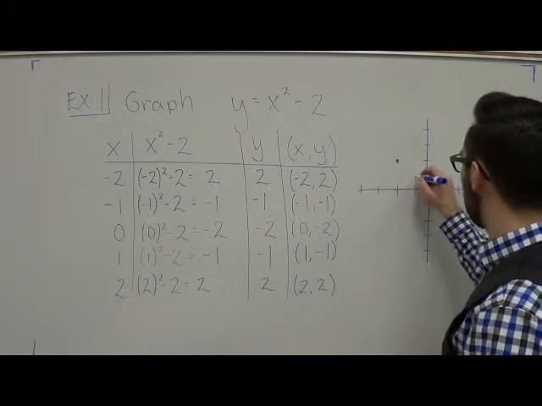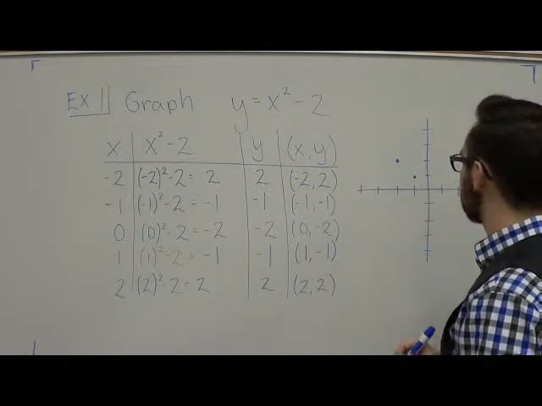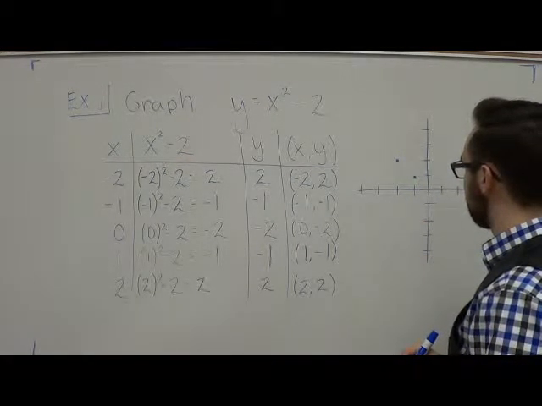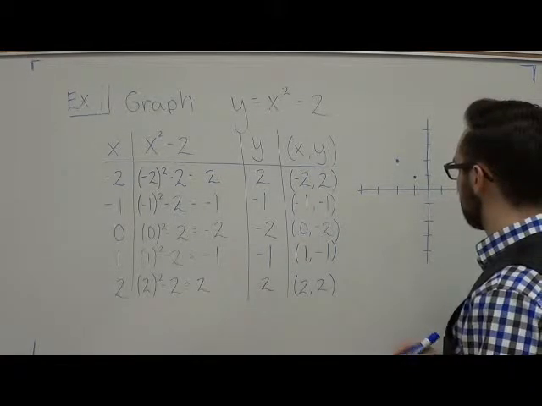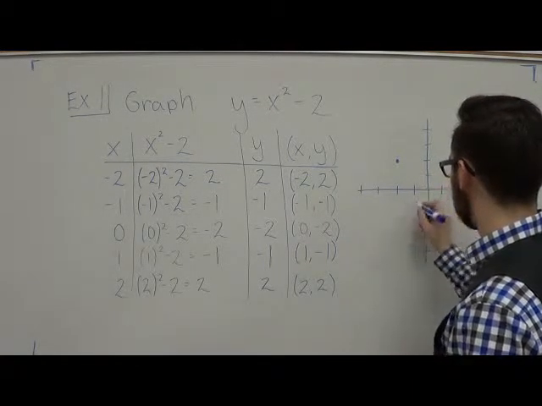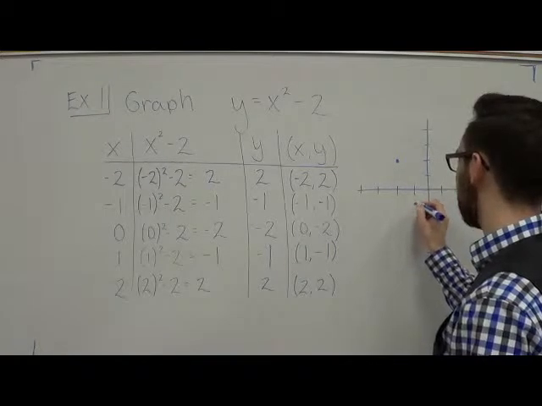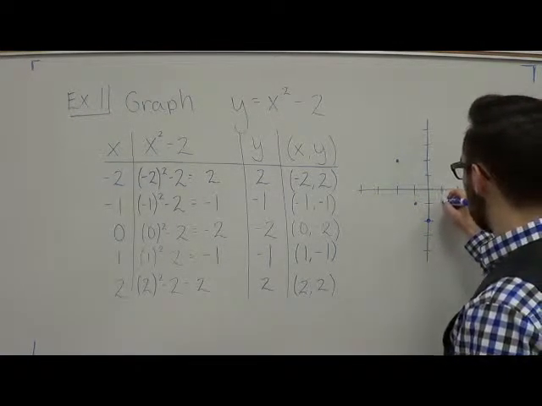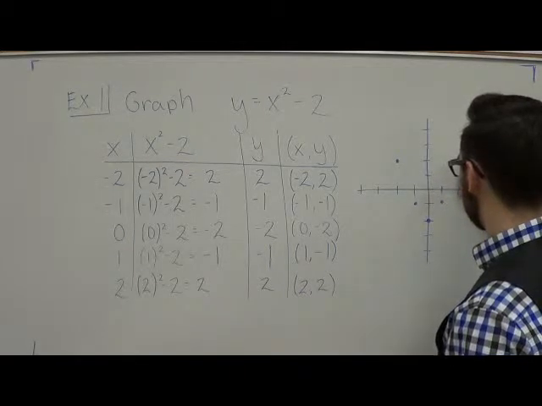Then we go negative 1, 1. I'm sorry, negative 1, negative 1. I was like, that doesn't look right. Negative 1, negative 1. 0, negative 2. And 1, negative 1. And 2, 2.